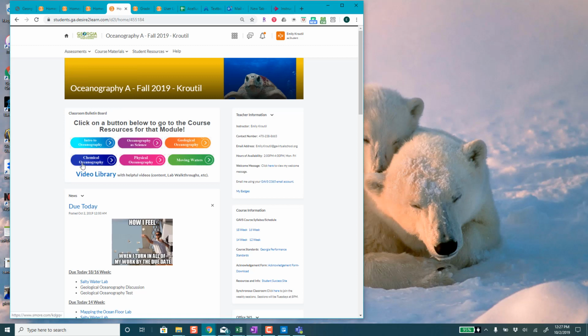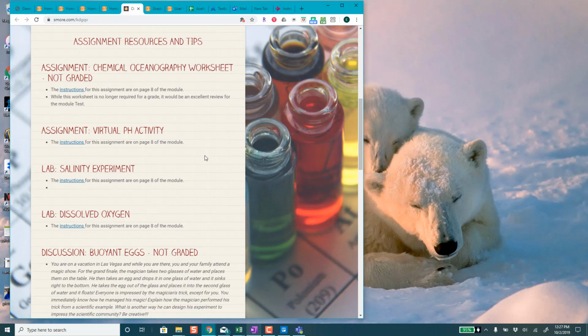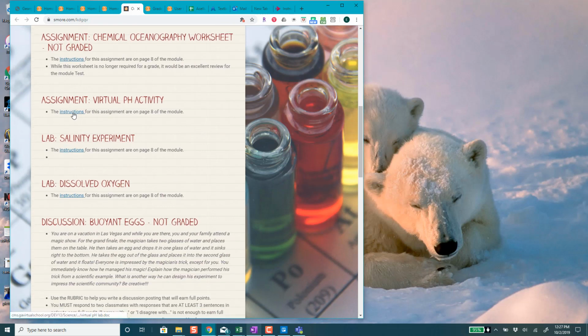The other thing that you can do, and this is the way I like to get to it because it's a little bit easier, you can click the button for that module. So this is chemical oceanography, and you can scroll down to the virtual pH activity, and we have the instructions linked here, and it also tells you it's on page 8 of the module.